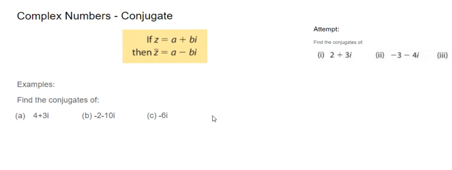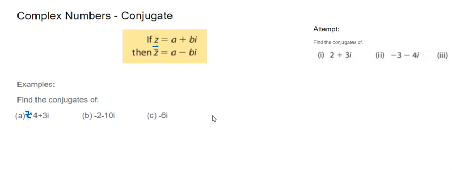So if z equals a plus bi, then z with the line over it, so that notation there is important, z with a straight line over it, equals a minus bi. So we just change the sign of the middle really, and then that's the conjugate. We'll just go through these examples.